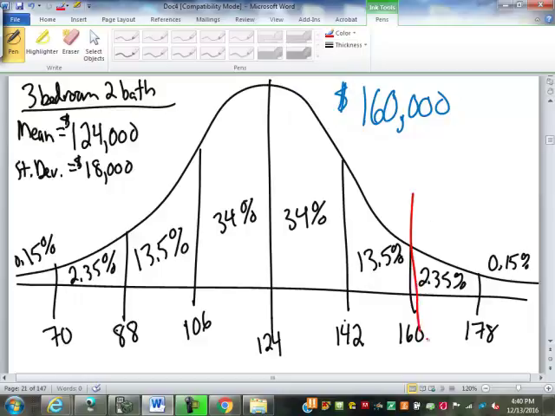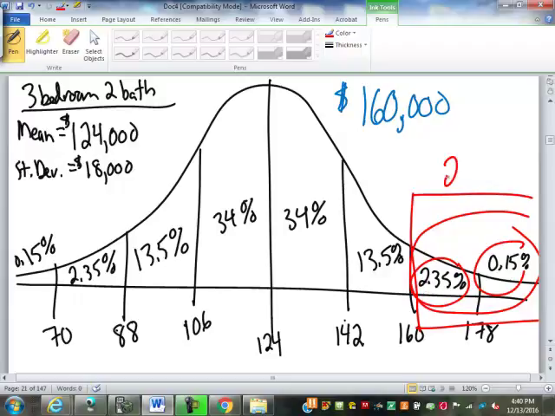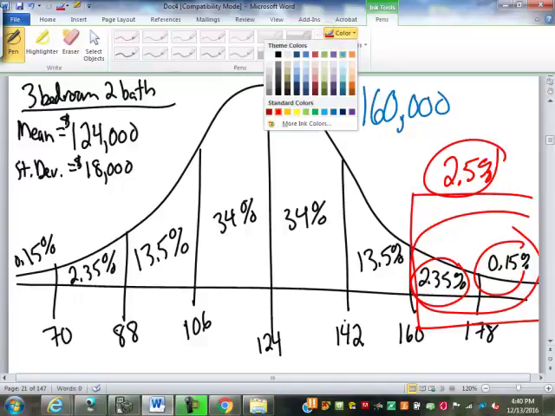160,000 is right here, isn't it? It tells us that if we look at this, what percent of homes with 3 bedrooms and 2 baths in that area cost more than 160,000? If I add those up, I get 2.5%. Only 2.5% of houses cost more than 160,000. Chances are one of two things are going to happen. Either they'd be willing to take a lower price because they're asking too much, or you can find a house that's cheaper that you still like. Because 97.5% are going to be cheaper.